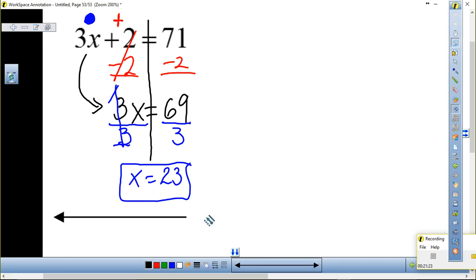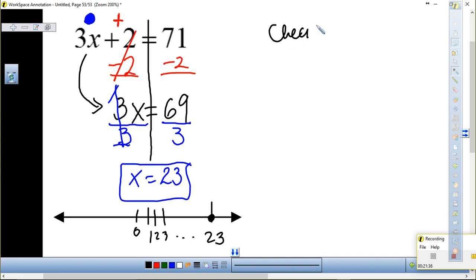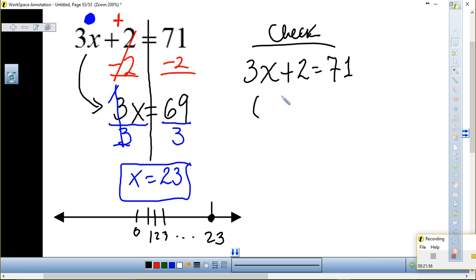So draw your number line down here. 0, 1, 2, 3, dot, dot, dot, 23. And then over here on the side, I want you to write check. And write the original equation again. Man, look at those beautiful numbers, my goodness. However, when you do the check, this is what I want you to do. From now on, anytime you see a variable, open a parenthesis, and then bring everything else down before you substitute.